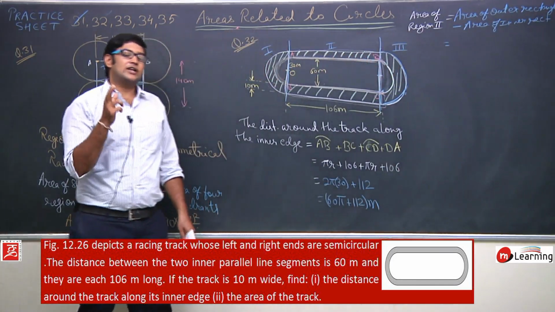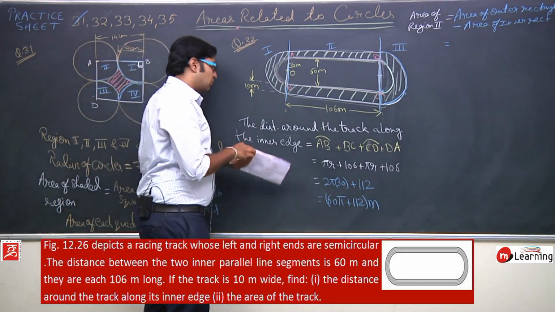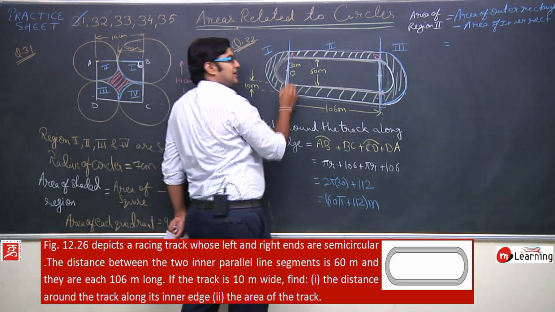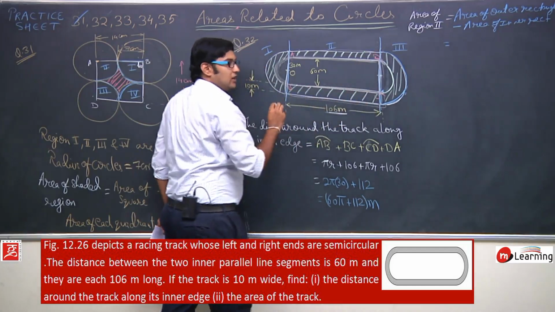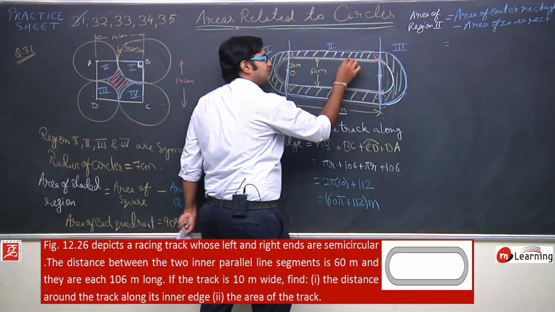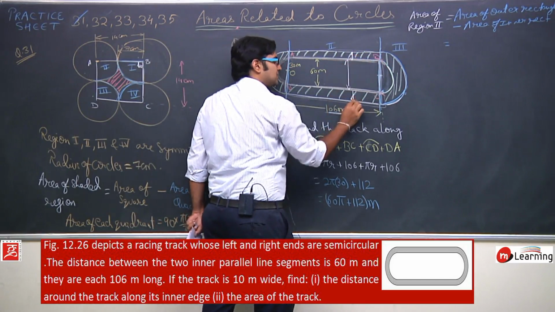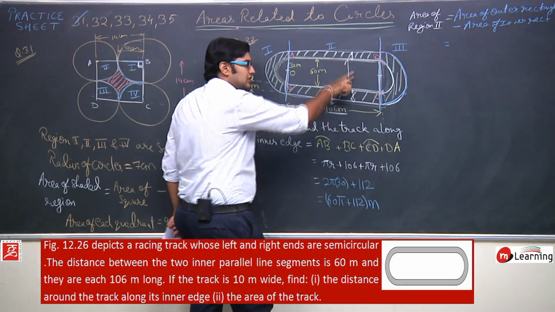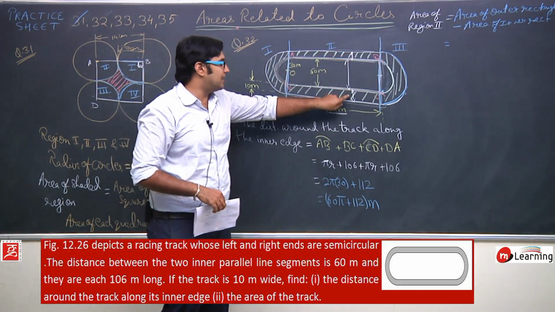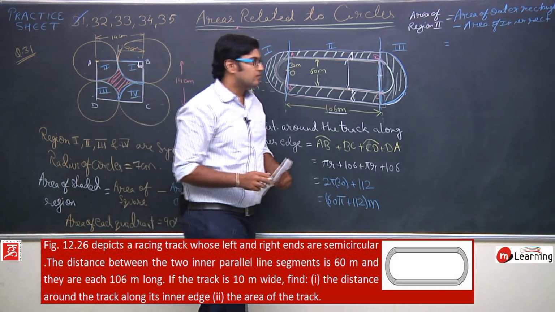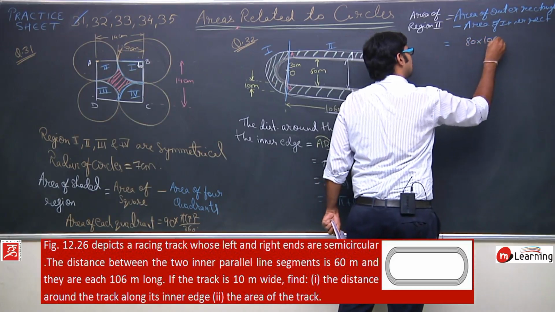For that we need to calculate the length and breadth. Okay. So the length of the outer rectangle is 106 meters, and what is the breadth of the outer rectangle? This length is 60 meter, plus this length is 10 meter, plus this length is 10 meter. So the breadth of the outer rectangle will be equal to 60 plus 10 plus 10, that is 80. So the area of outer rectangle will be 80 into 106.